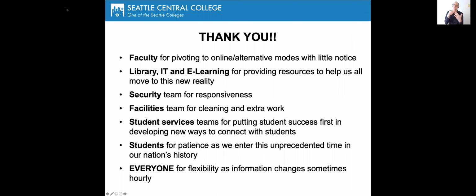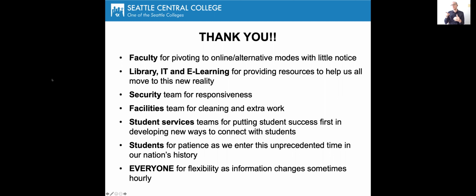Our student services teams, because it wasn't only instruction that was impacted. We had to think about how we could reach out to students and think about student success as we were going through this. And I'll tell you that the questions that have come in, this is an unprecedented time for us. We didn't have answers right away, but the student services team really put their heads together to try and figure out how we could get answers. And then our students, because they are the ones being impacted by this new way of delivering instruction, the new way of delivering student services. And we want to thank you for your patience as we are going through this.